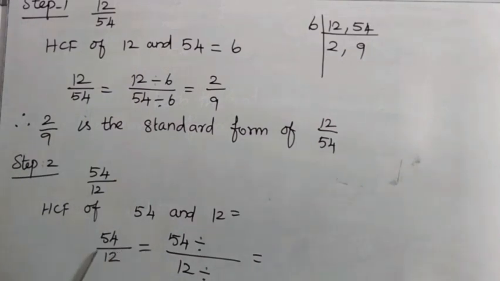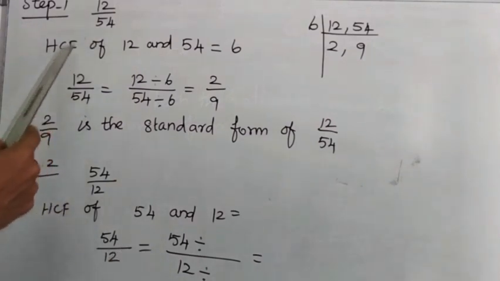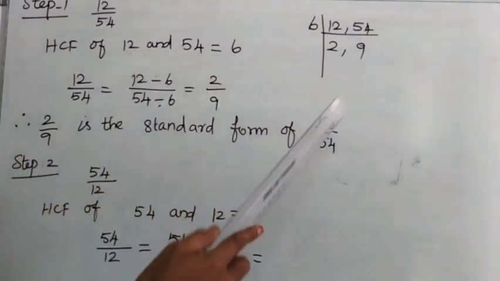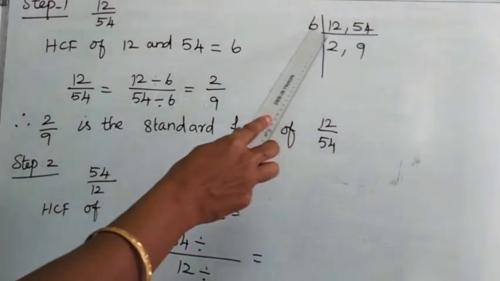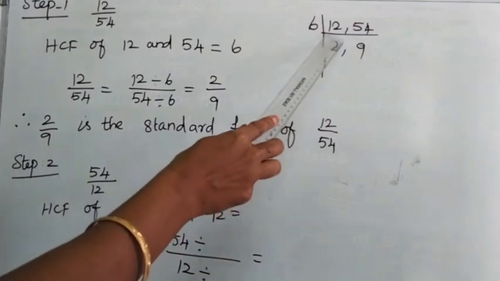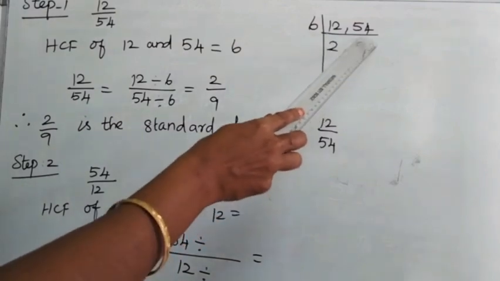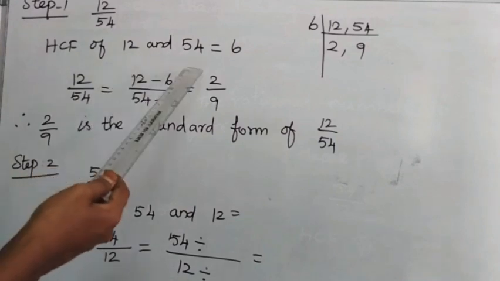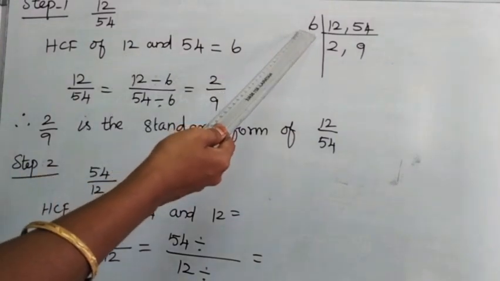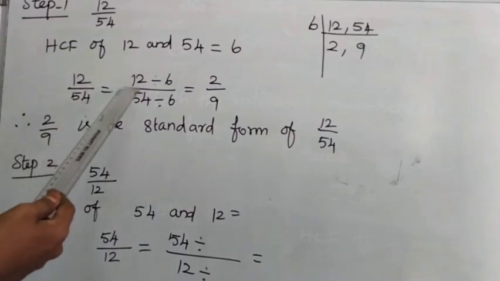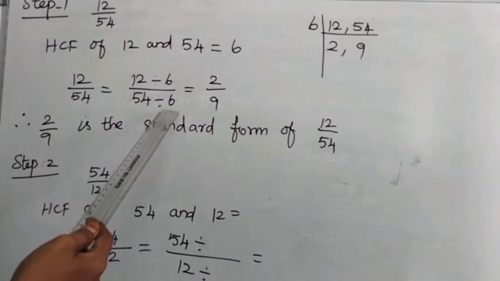See the first step: 12 divided by 54. We have to take the highest common factor of 12 and 54, which is 6. In the 6 table, 2 times gives 12, and 9 times gives 54. It is not necessary to take prime numbers; we have to take the highest common factor of the given numbers. So I take 6 here and write the rational number, and divide the numerator and denominator by 6.